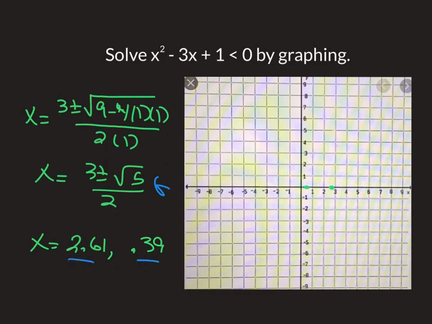So I graphed those. I'll make them a little darker here. There's one of them. There's the other one. Again, it's a positive 1 in the front. It's going to open up. I don't really care exactly where the vertex is. I know it opens up. I know it does this right here.